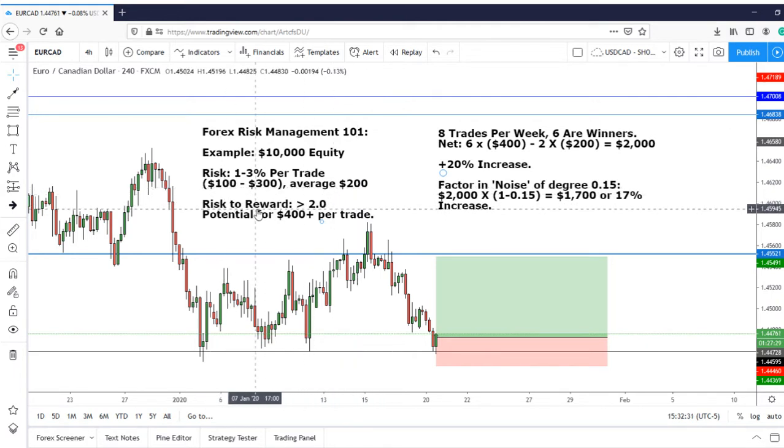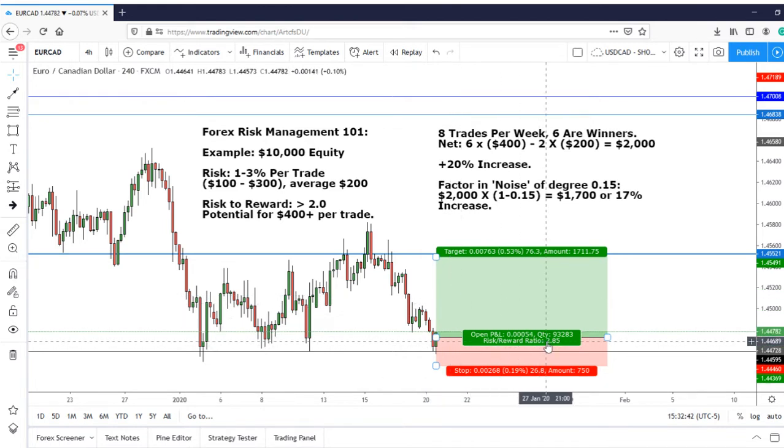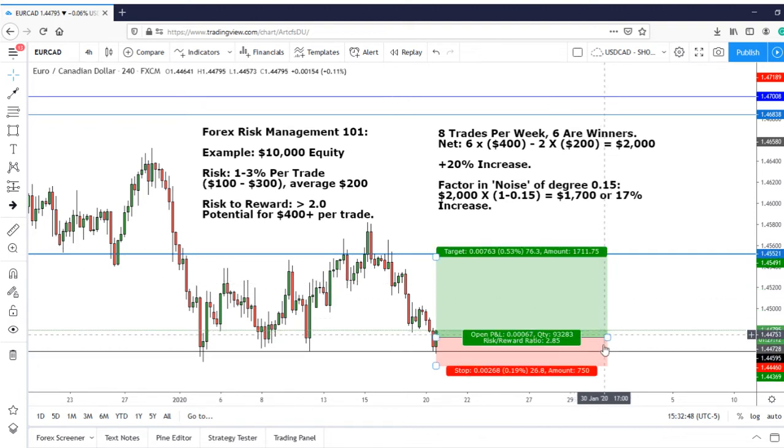Now risk to reward, we all know what that is. Most of our signals and setups have a risk to reward greater than 2.0. For example, this setup here that we'll be calling as a signal has a risk to reward of 2.85, and what that means is the potential profit on this trade is 2.85 times the potential loss.